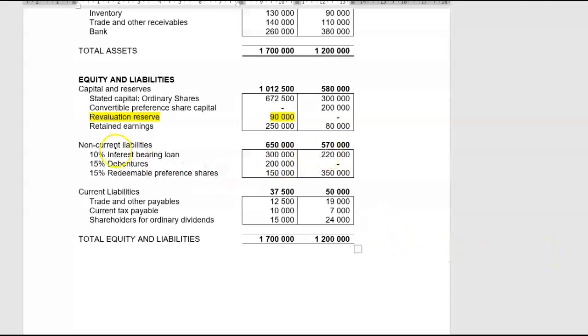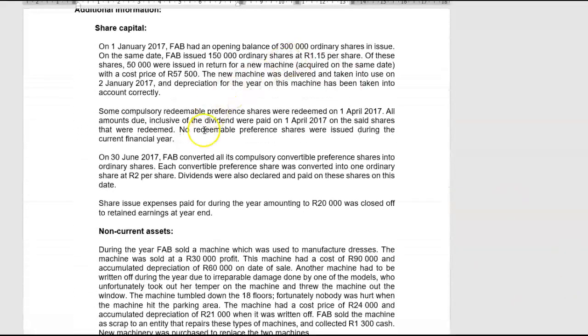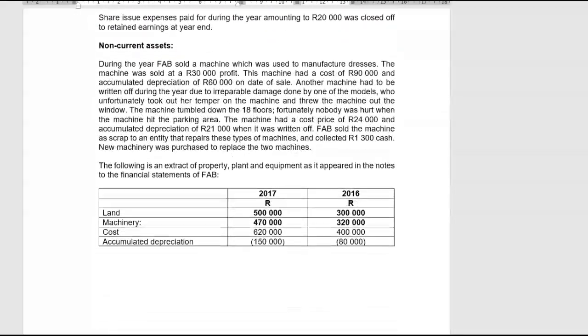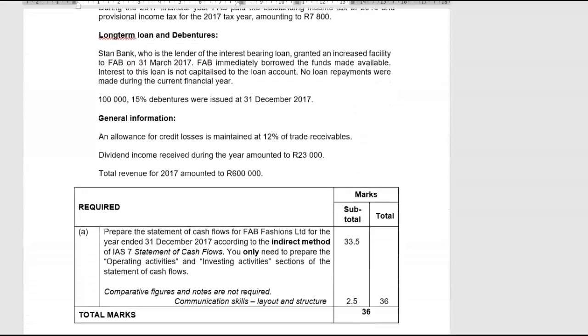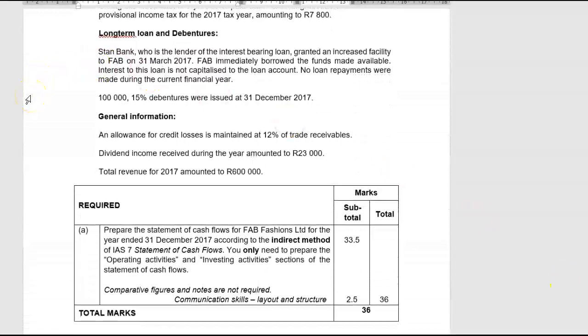Retained earnings. And then we have quite a number of non-current liabilities. We have a 10% interest-bearing loan, 15% debentures, nothing last year, this year 200,000, and 15% redeemable pref shares. Current liabilities, trade and other payables, current tax payable, and shareholders for dividends. Good. Now, additional information. The first part is all about share capital. The second part is all about non-current assets. Then dividend and income tax, long-term loan and debentures, and general information.